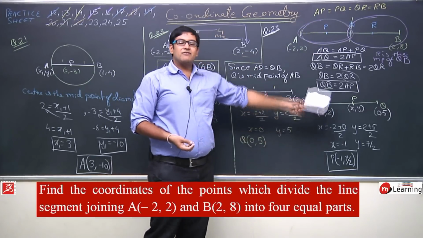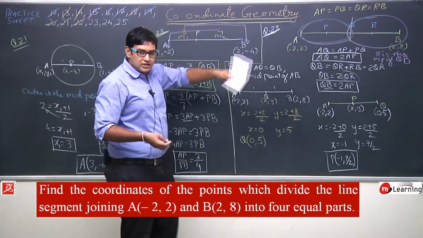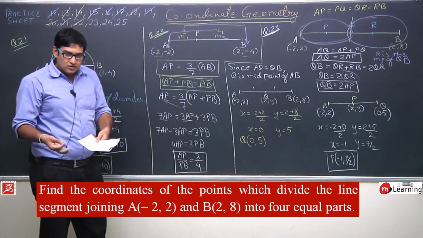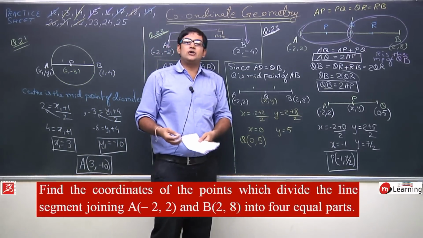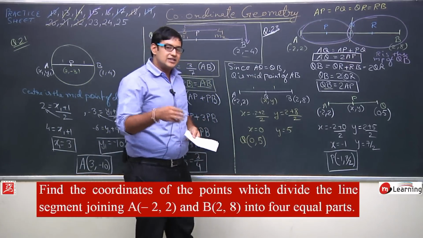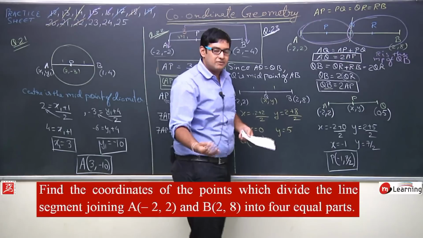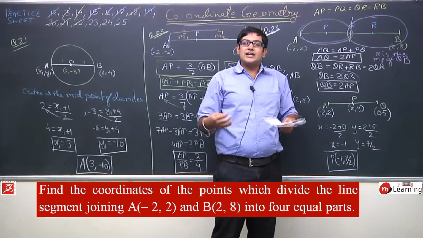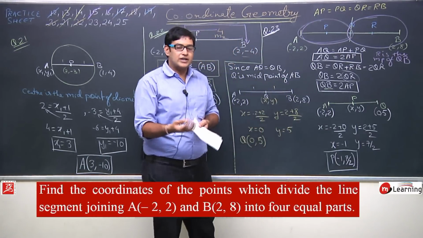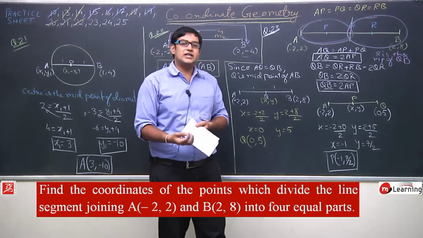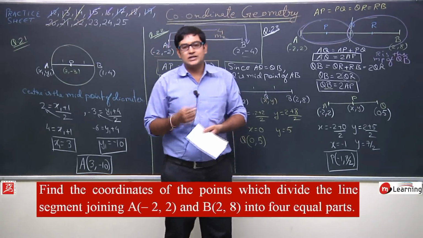So in this way we can determine the coordinates of the points which divide a line segment into 4 parts. Similarly, if it is 5 parts, 6 parts, 7 parts, 8 parts, in every case you can apply this same method to determine the coordinates of the locations of different points.